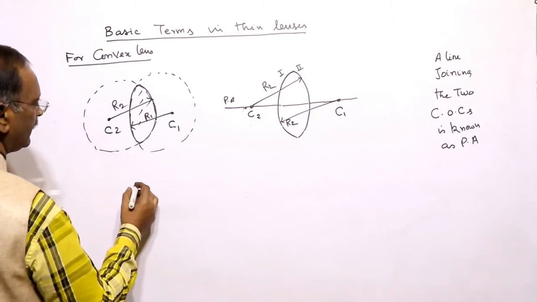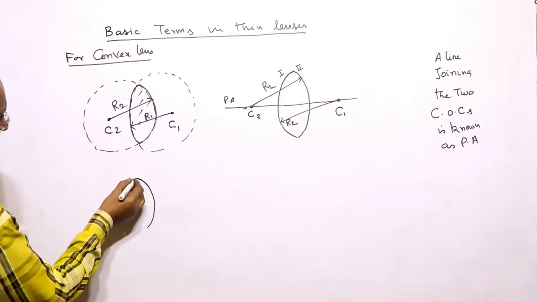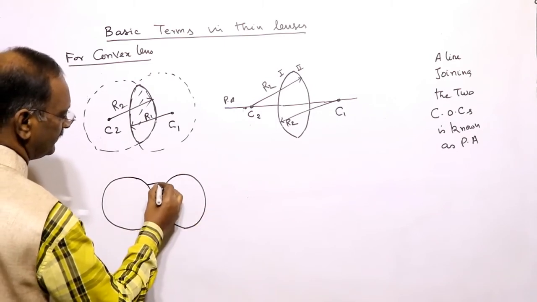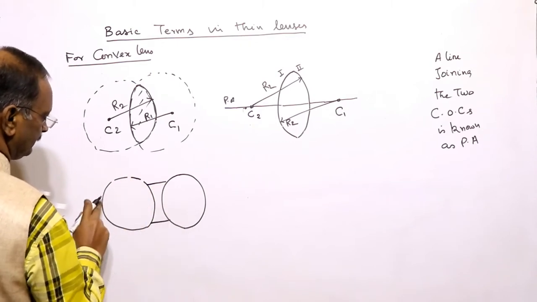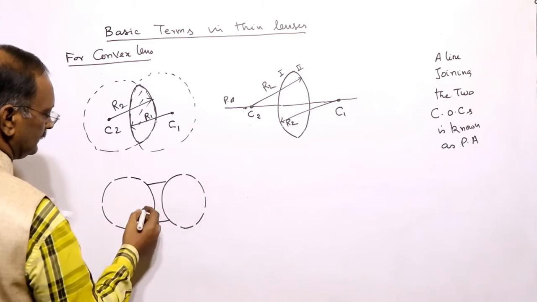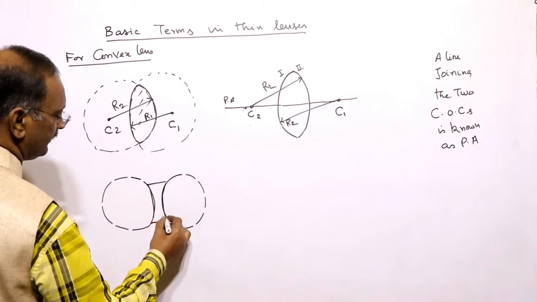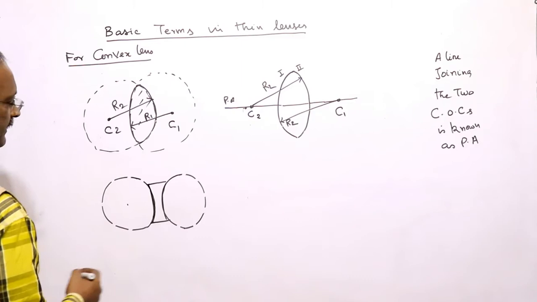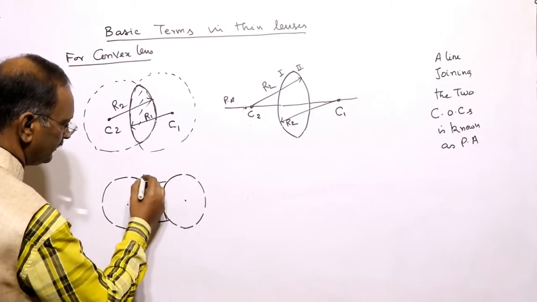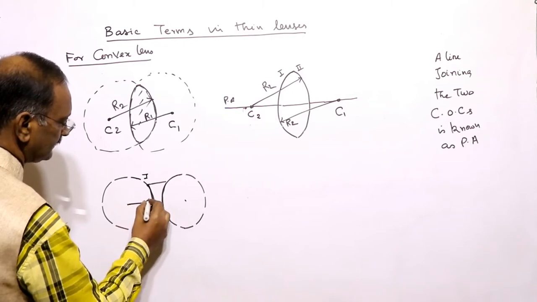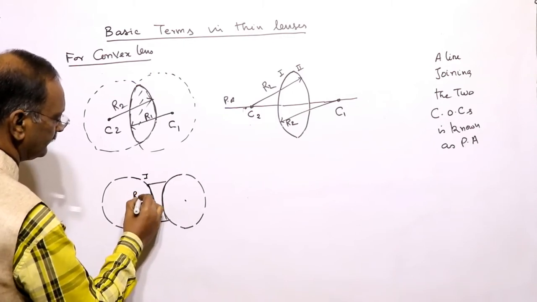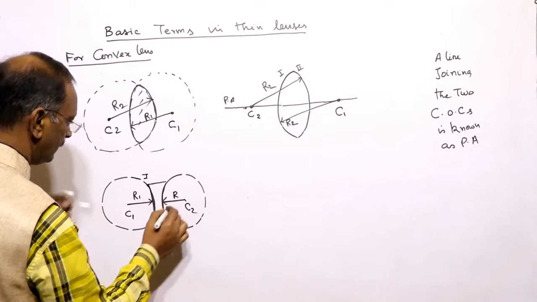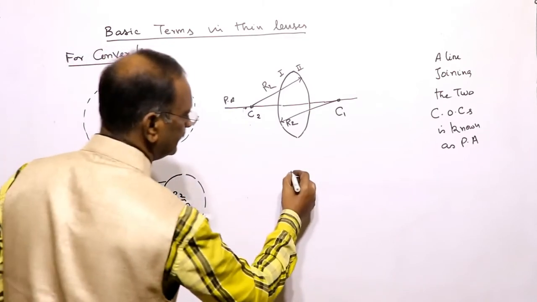Third thing, the concave lens. A concave lens is made of non-intersecting spheres. Since they are non-intersecting spheres, we join this part and this part. So this is the first surface, this is the second surface. The first surface is part of this sphere, and the second surface is part of this sphere. For the first surface, this is center of curvature 1 and radius of curvature 1. For this surface, this is center of curvature 2 and radius of curvature 2.